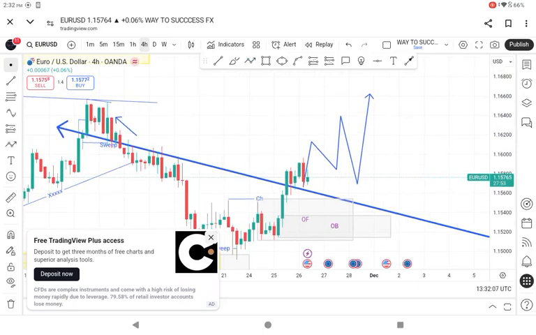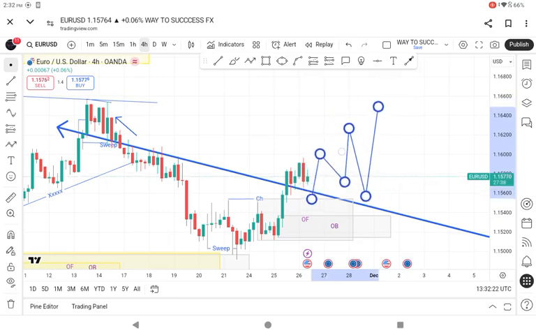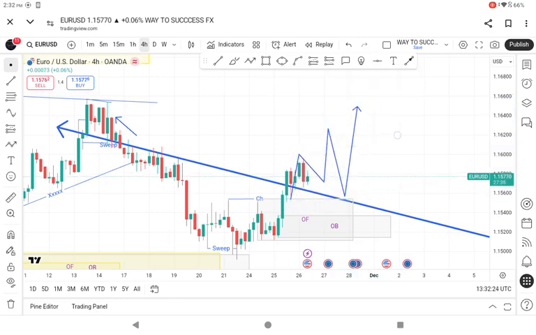But for me now, if price returns to this level, where I've already highlighted the order block and the order flow, I'll be buying, because why? Price swept this low. But if price didn't sweep this low, I would be waiting for price to create this kind of structure at this level before I would be buying.